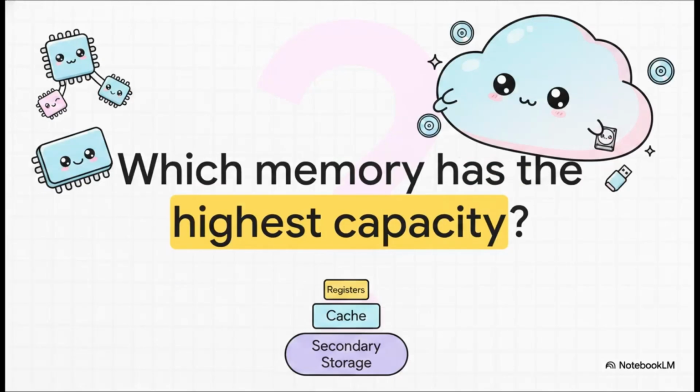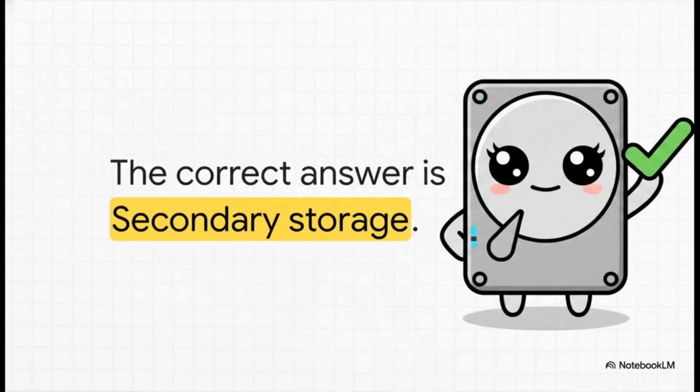Let's keep going. Okay, let's try question 3. Which memory has the highest capacity? A. Cache, B. Registers, C. Secondary storage, or D. Main memory, also known as RAM. Think back to the very bottom of that hierarchy chart we looked at. The correct answer is C. Secondary storage. Just like that large filing cabinet in the other room, it holds a massive amount of permanent data.